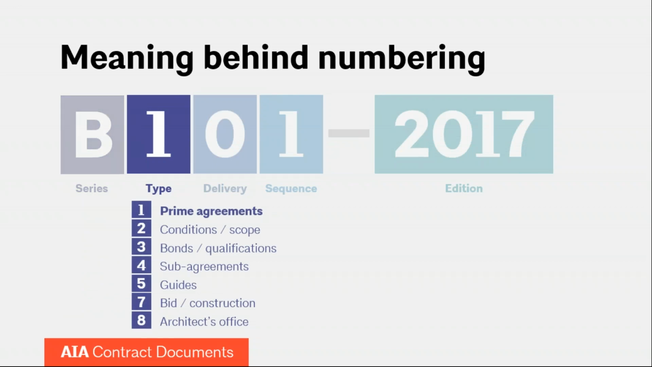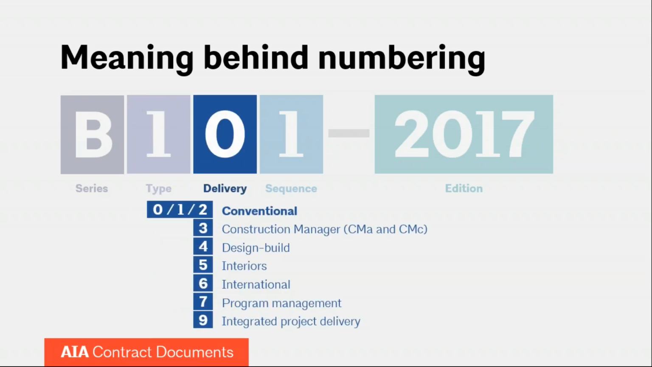The second position is a number, and it represents the type of agreement, such as a prime agreement, sub-consultant agreement, or bid or construction forms. The third refers to the family of documents pertaining to the particular agreement, form, or guide. So there you see listed, what I talked about earlier, the conventional, then the construction manager, design build, and so on.